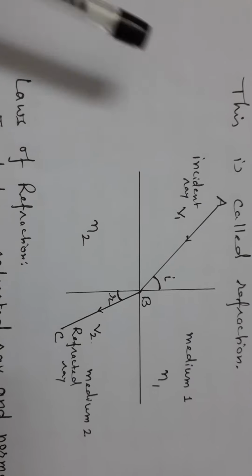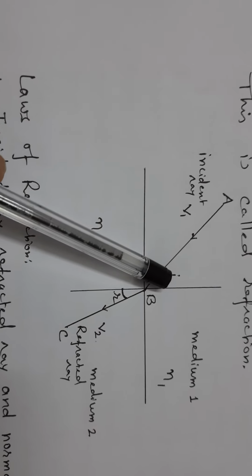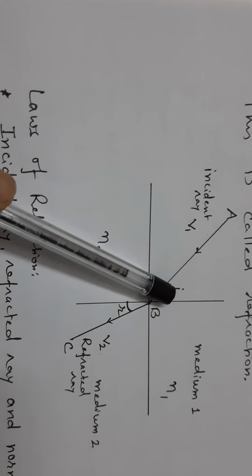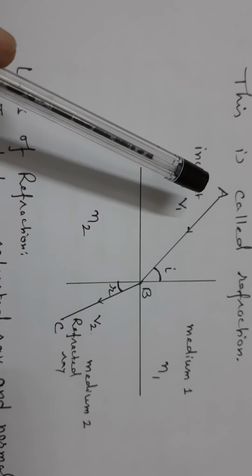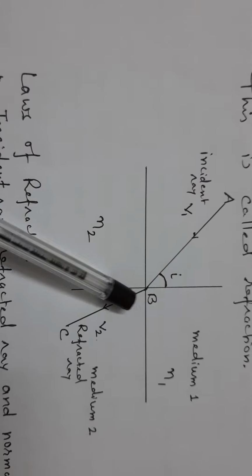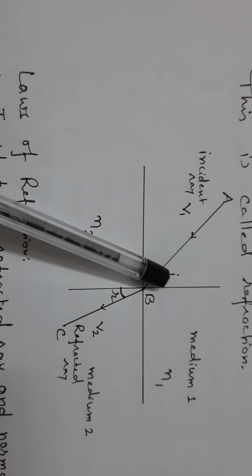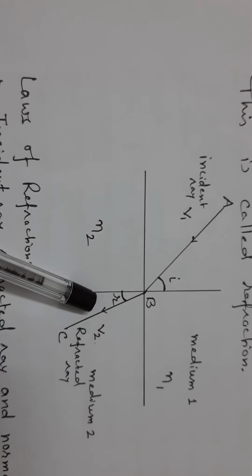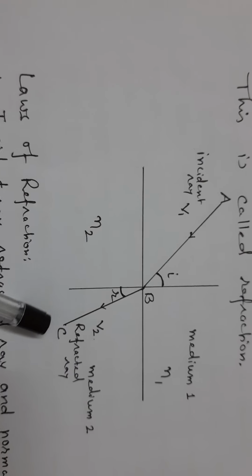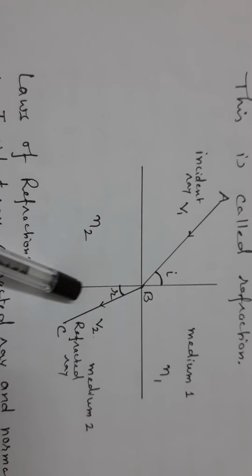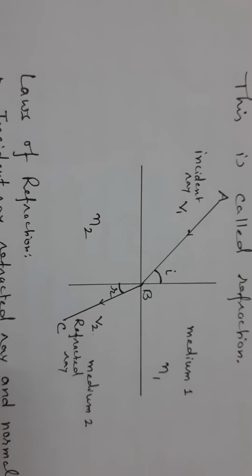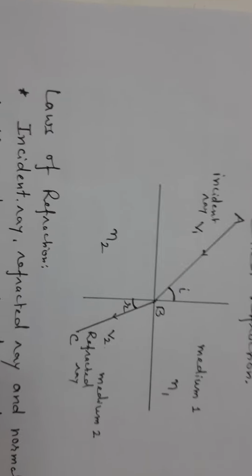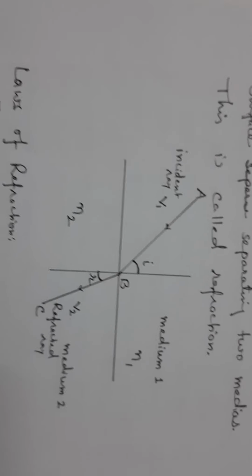Now do remember what the angle of incidence is. I have already said earlier in reflection, the definition goes the same. The angle made by the incident ray with the normal is known as the angle of incidence. Similarly, the angle made by the refracted ray with the normal, we call it the angle of refraction. You remember, refraction and reflection, two phenomena are different.